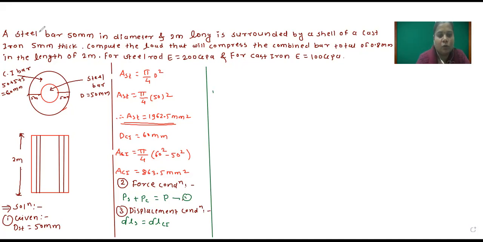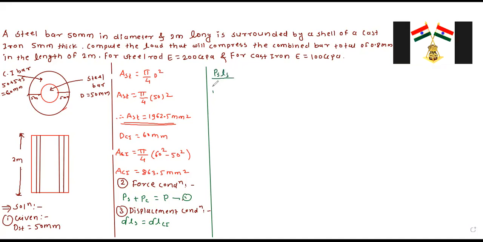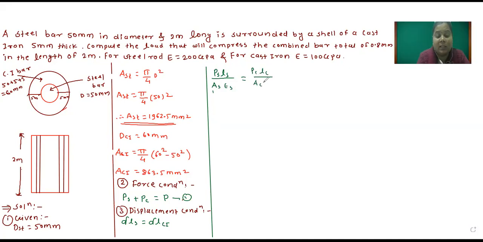Okay. So how to find out change in length of steel rod? PL upon AE for steel is equal to PL upon AE for cast iron. That is, P steel into L steel divided by area of steel into Young's modulus of steel, which is equal to force in cast iron rod into length of cast iron rod divided by area of cast iron rod into Young's modulus of cast iron rod. Okay. Now, but you read the problem here.